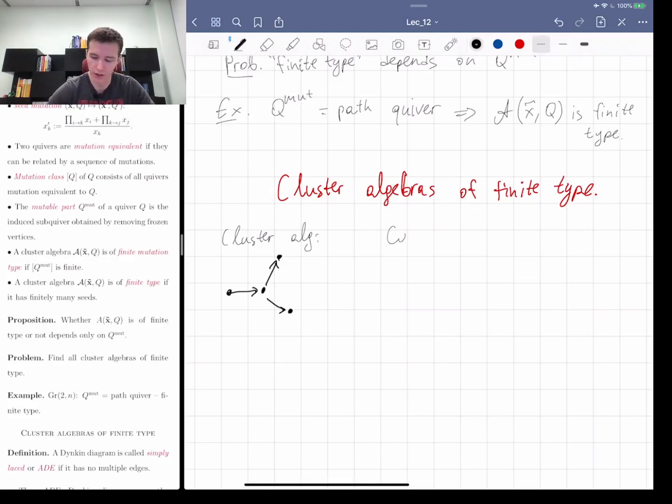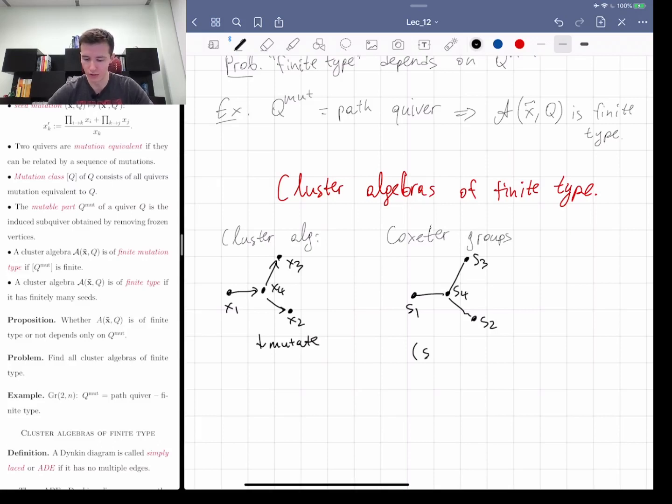If you start with the Coxeter groups, so for cluster algebras you label it by x1, x2, x3, x4, and then you mutate. For Coxeter groups, you can take the Coxeter graph as we discussed previously. Right, so you have these simple transpositions, s1, s2, s3, s4, and then you have relations like (s1 s2)^2, so s1 and s2 commute.